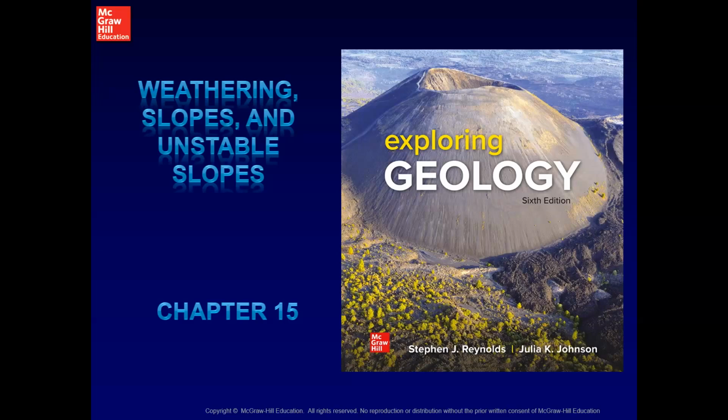This is chapter 15, Weathering Slopes and Unstable Slopes. Our goals for this chapter include to introduce the processes and landscape features of weathering. We will also investigate the process of soil development and some general features of soils. We will also look at factors that control slope stability and the types of slope failures, and look at the impact of slope failures on society.